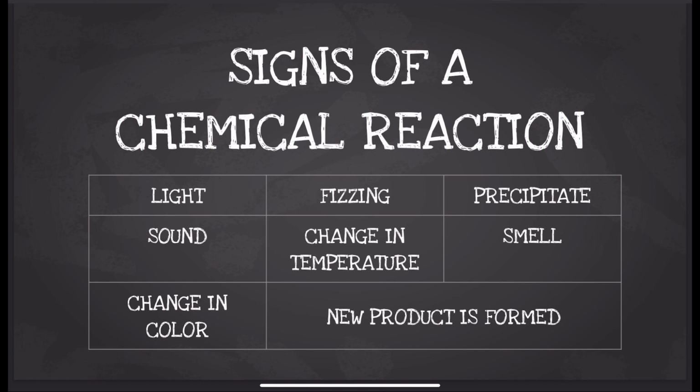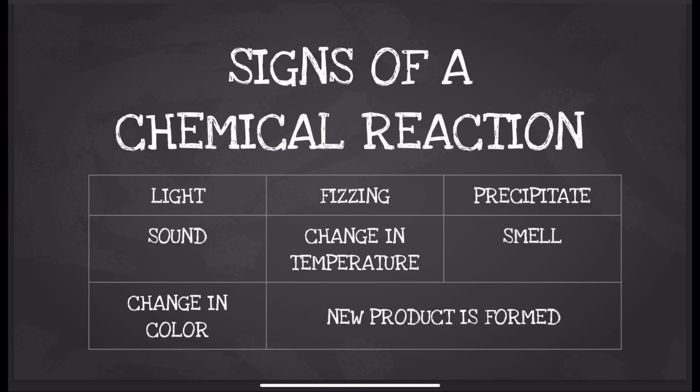And of course, the ultimate sign of a chemical reaction is that a new product is formed. That's how you know a chemical reaction happened. For example, if I take a piece of paper and rip it apart, that is not a chemical reaction. That is just a physical change, because even if I rip the paper apart, it is still paper.